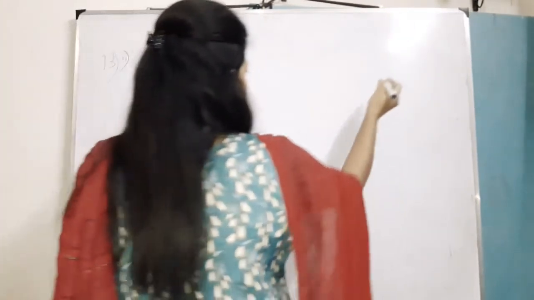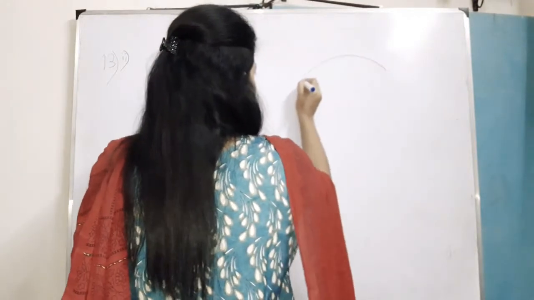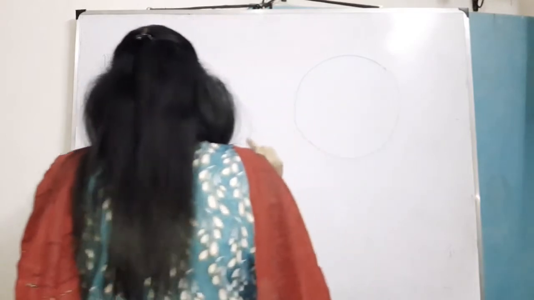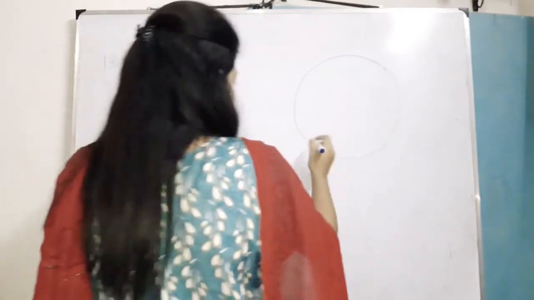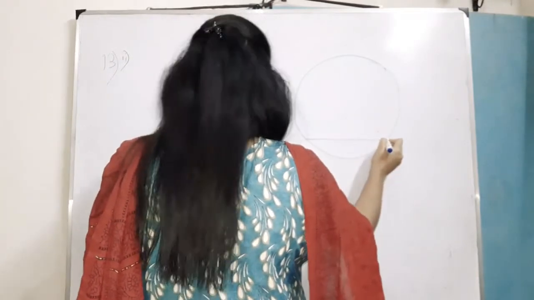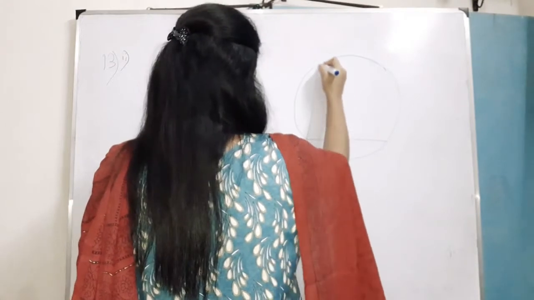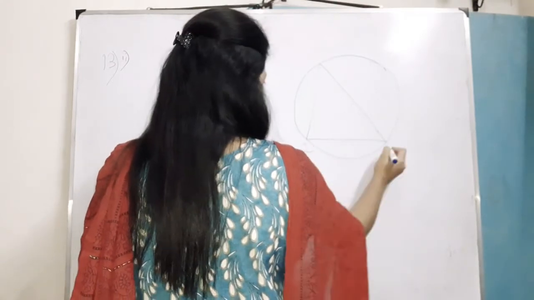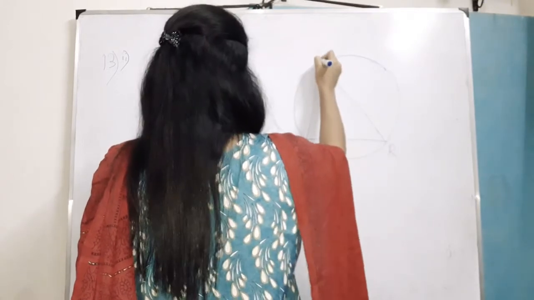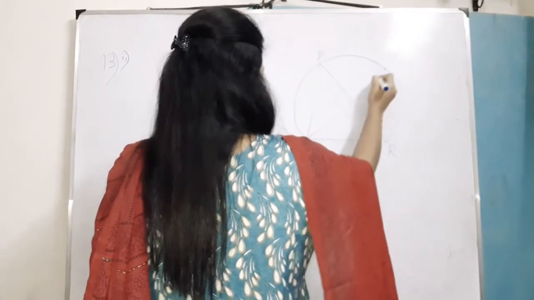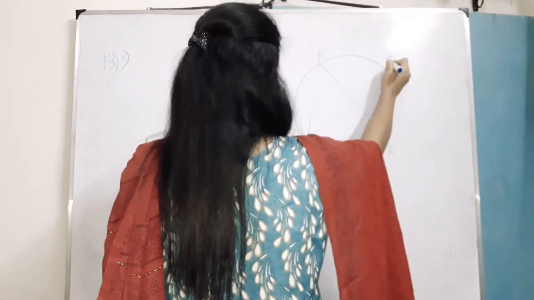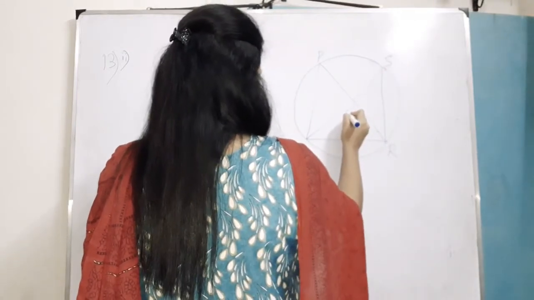I will draw the figure. Please draw the figure properly. I am telling repeatedly that if you will not draw the figure properly, you can't get the sum. QRP. S. And this one is O.